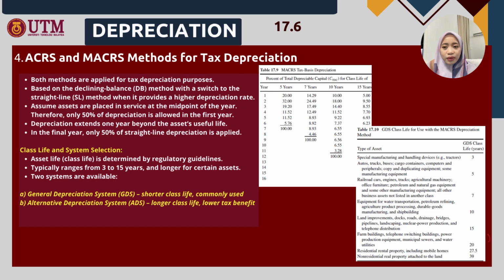Two systems are available: the general depreciation system, which is commonly used due to its shorter class life, and the alternative depreciation system, which provides a longer recovery period. In practice, depreciation values are obtained from MACRS tables, and the method usually begins with a double declining balance before switching to the straight line when advantageous.